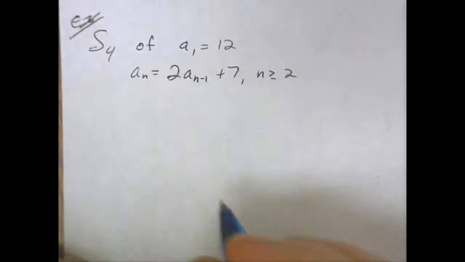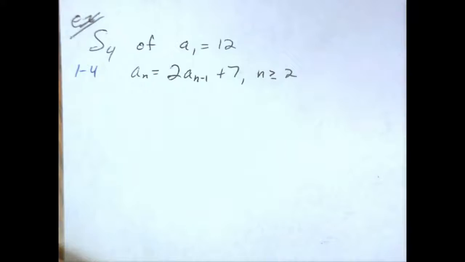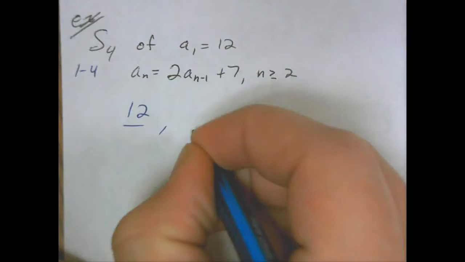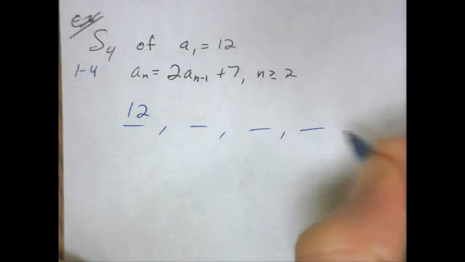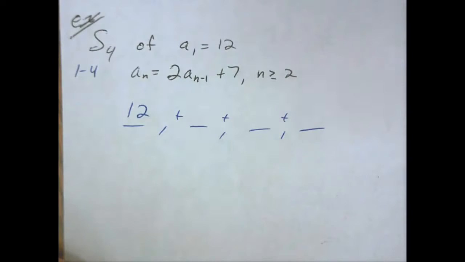Okay, so this one, if it says sum of 4, it is asking for the first 4 terms, 1 through 4, kind of like your fourth partial sum. We are given that a sub 1, your first term, is 12. Now I need my second, my third, and my fourth. I'm going to add them.